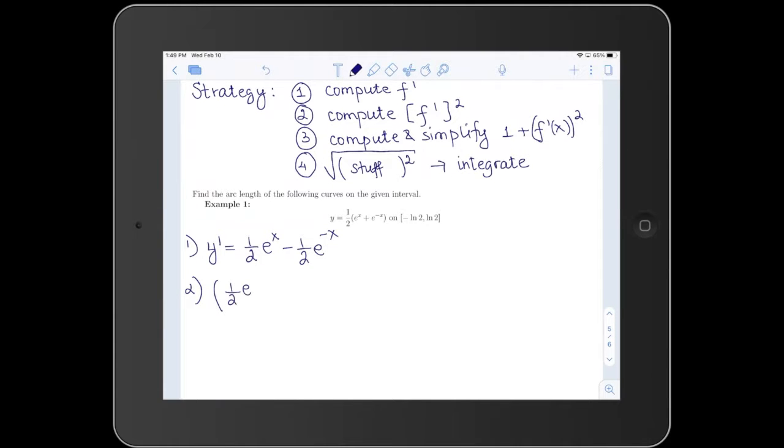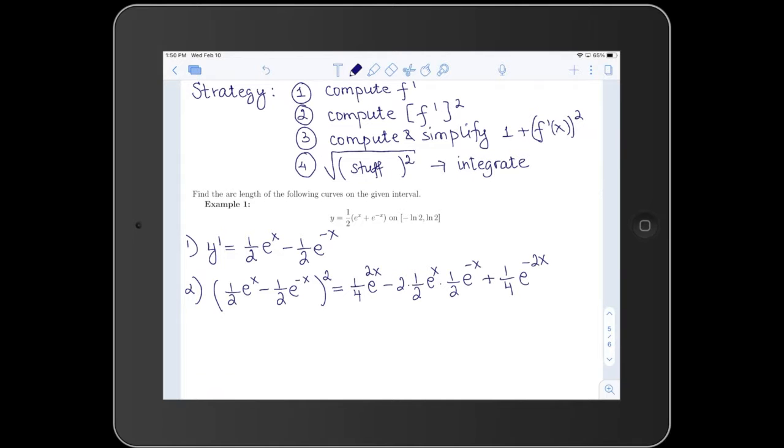So (1/2 e^x − 1/2 e^(−x))². Okay, this is the square of a difference. So we get 1/4 e^(2x) minus double of this product, right? So it's 2 times 1/2 e^x times 1/2 e^(−x). And then plus, oh, I missed a 2 over here, plus 1/4 e^(−2x).